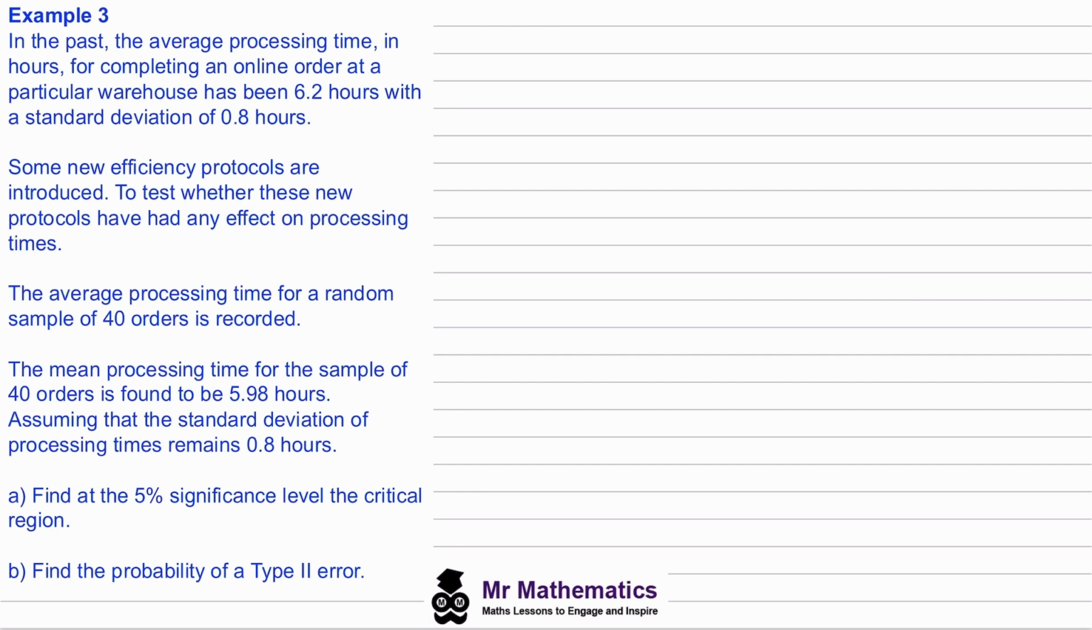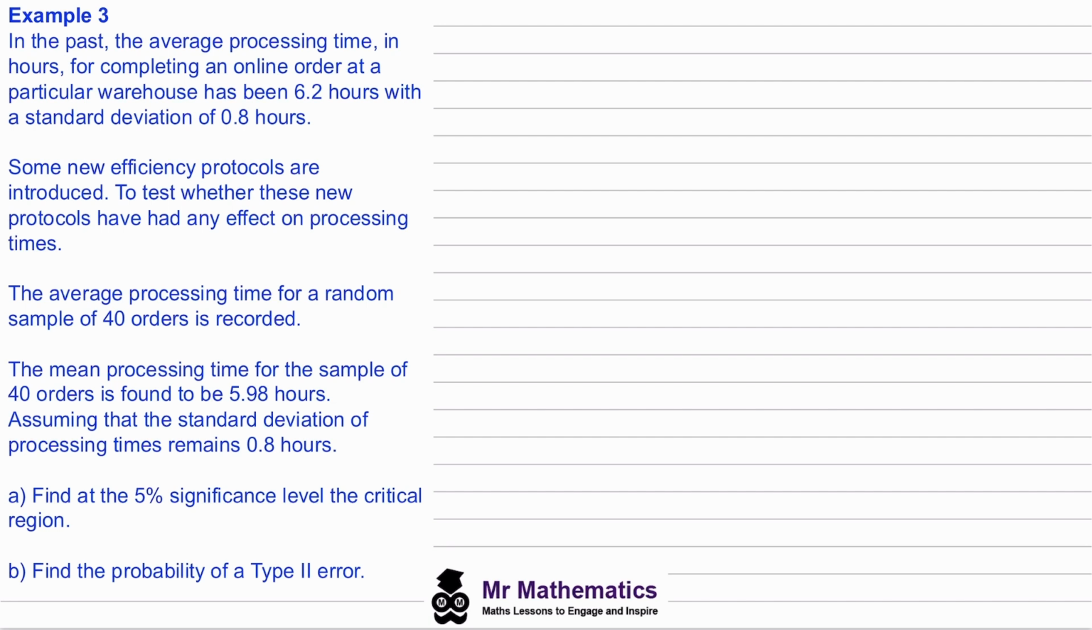Okay, so here we've got an exam style question. If you want to read through this question yourself and then give it a go, you need to find the critical region at the 5% significance level and the probability of a type 2 error. You can pause the video, and when you come back, we'll go through the solution. Okay, so welcome back if you had a go.